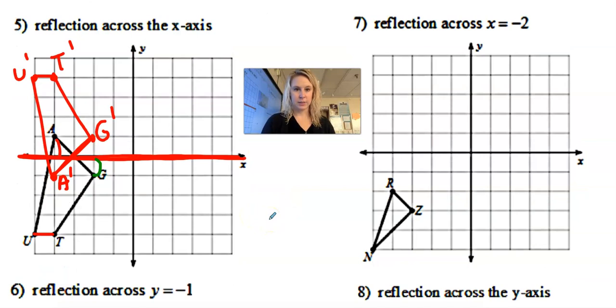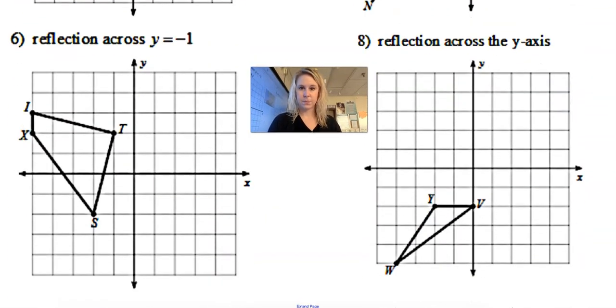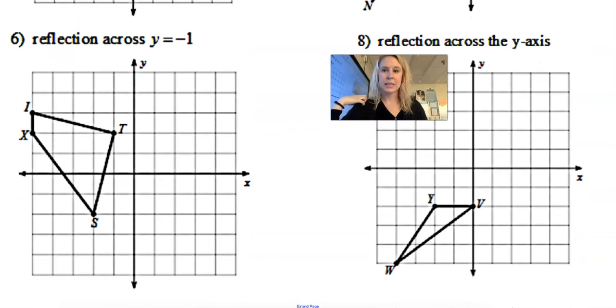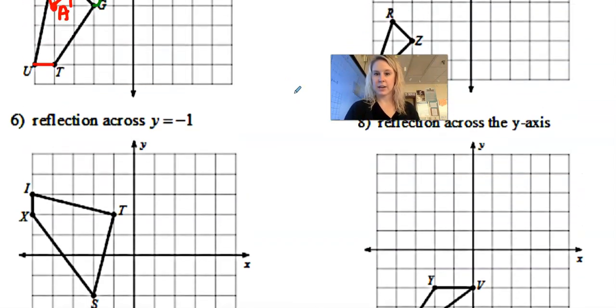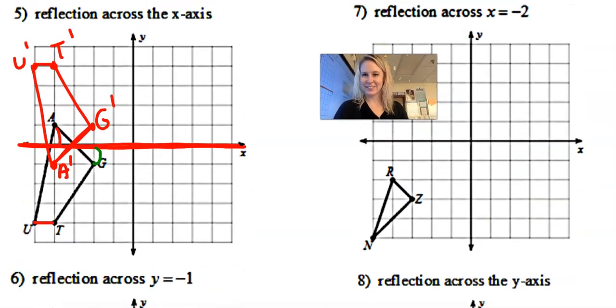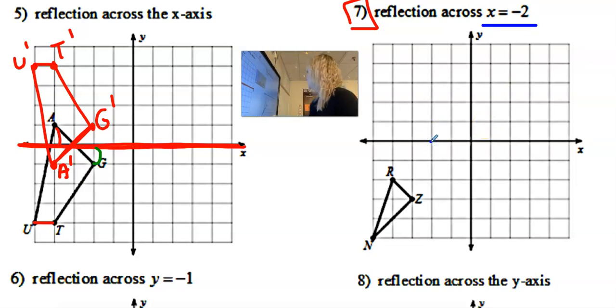All right. Let me try number 6 now. Reflection across the line y equals -1. Actually, I lied. I don't want to do that one for y'all. I want to do number 7. Reflection across the line x equals -2. So first I have to draw the line x equals -2. It needs to hit the x-axis at a -2. So I'm going to draw a vertical line.